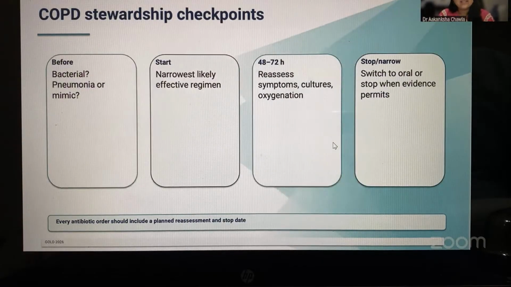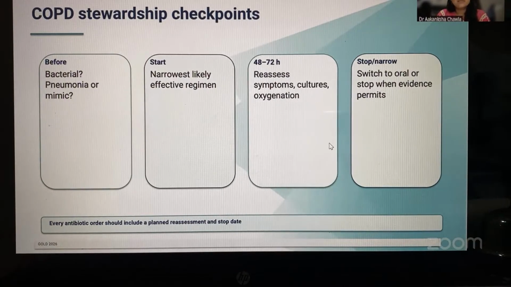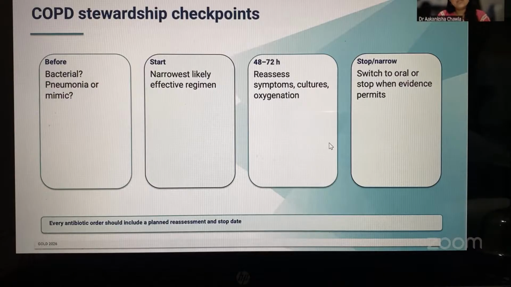So when we look at the stewardship checkpoints for COPD, first of all, identify whether you're actually dealing with a bacterial infection. Is it a pneumonia or are you dealing with a mimic? The narrowest, most effective agent should be the first drug of choice. Reassess the response at 48 to 72 hours. Look if you can de-escalate. Has your diagnosis changed? Does the patient really need the continuation of antibiotic or not? And stop if it is not needed. Or even, if you started initially IV and the response is good and there's no need for further IV, you can switch to oral. So that's what your reassessment should involve.